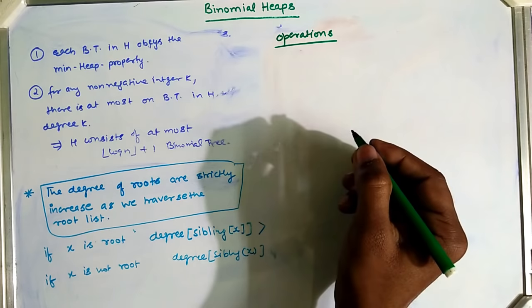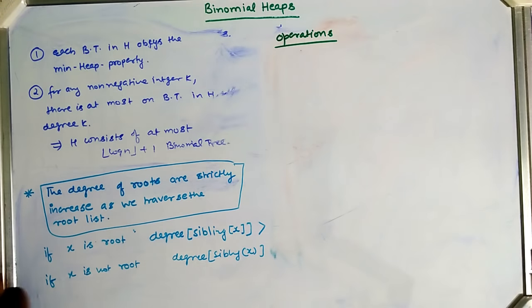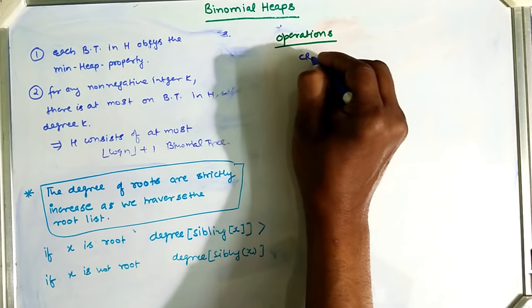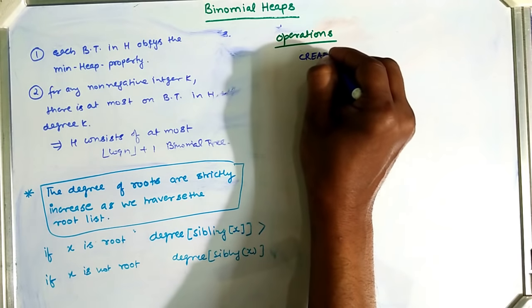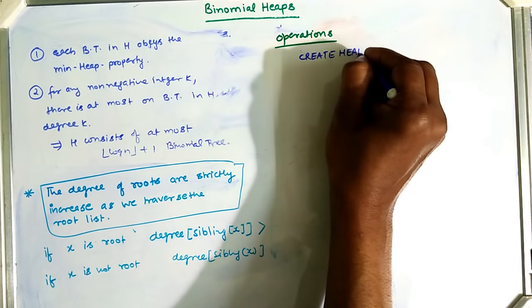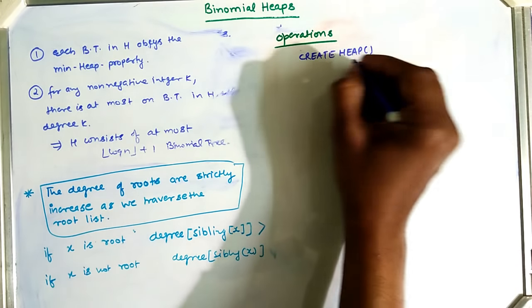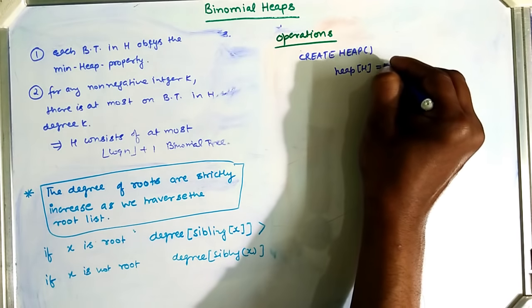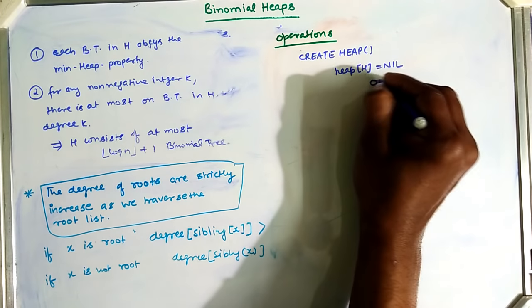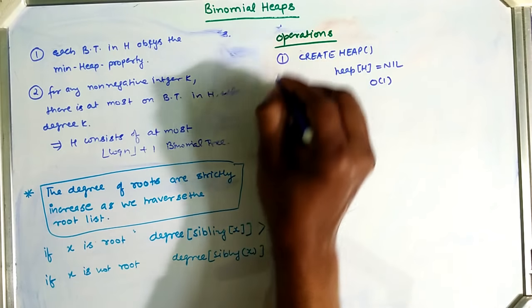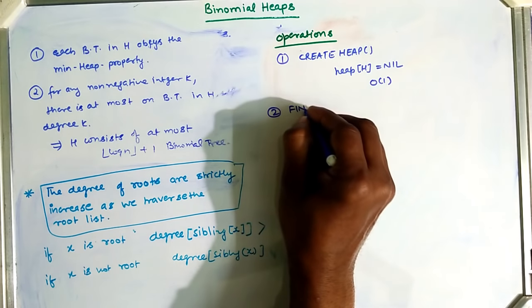The first operation is to create a new binomial heap: create heap. This operation will create an empty heap and assign the pointer head of H to nil. This will take order of one time. The second operation is finding the minimum element.